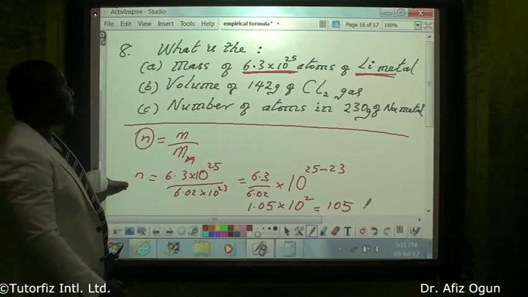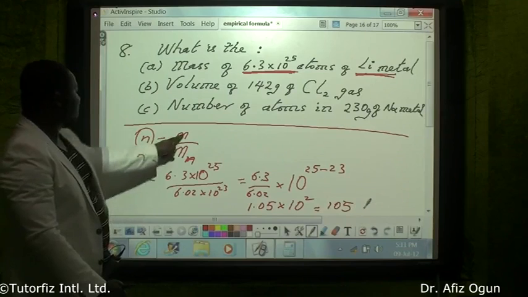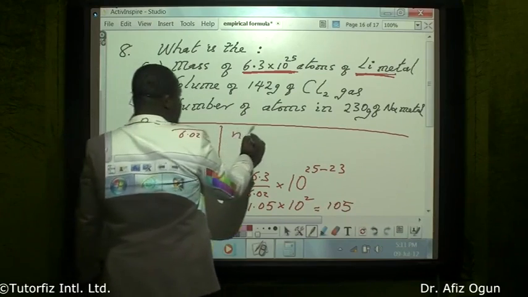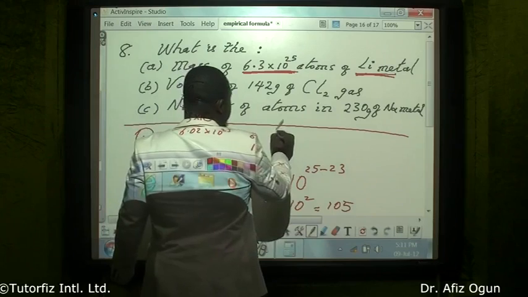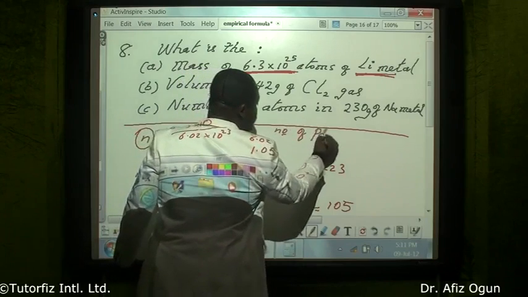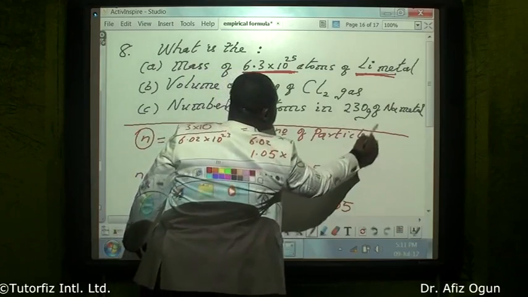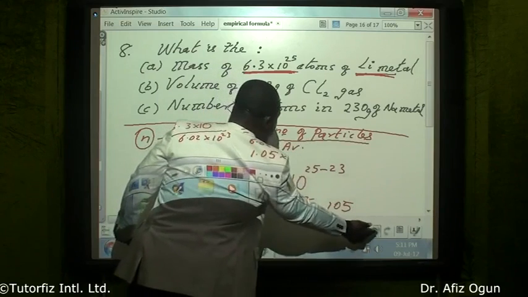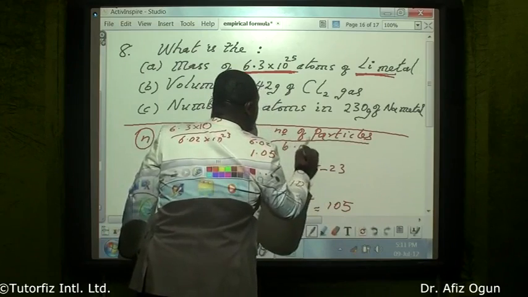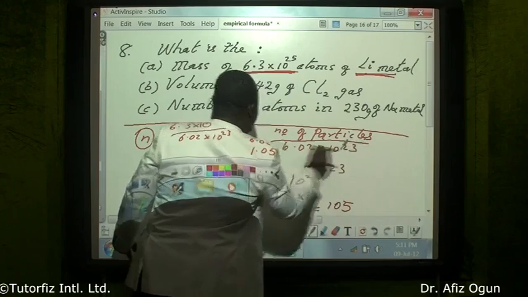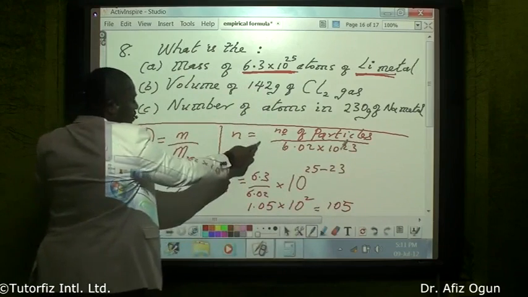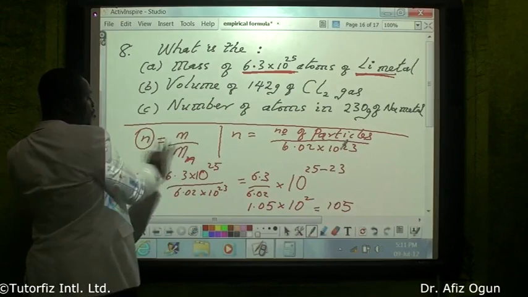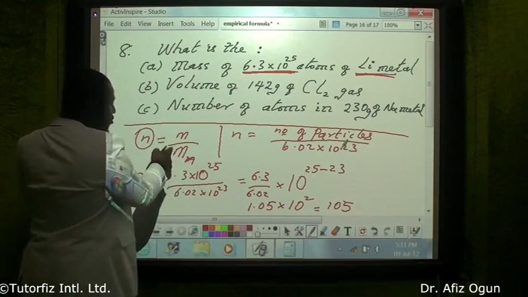If I have 105 moles, it is not mole I'm looking for. It is mass I'm looking for. Do not forget, I use two formulas here. n equals to number of particles divided by Avogadro's number, which is 6.02 times 10 raised to the power 23. I use this one to get the number of mole first, which is what I've just completed. Now I want to use this one to get my mass.